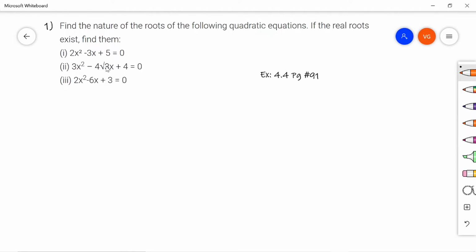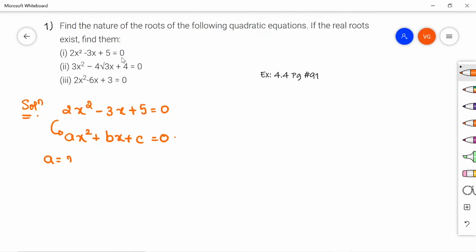You are given three equations, and the first equation here is 2x square minus 3x plus 5 is equal to 0. First, we have to find out the nature of the roots here. So, write it 2x square minus 3x plus 5 is equal to 0. Always compare the given quadratic equation with the standard form ax square plus bx plus c is equal to 0. So from here, on comparing, I will get a is equal to 2, b is equal to minus 3 and c is equal to 5.